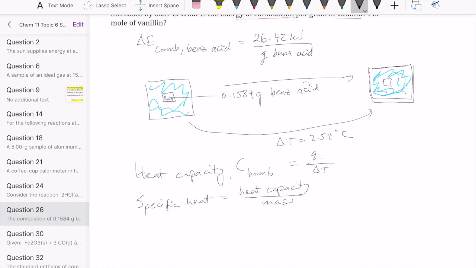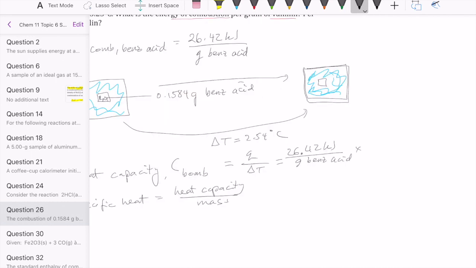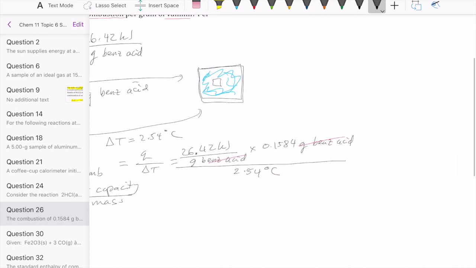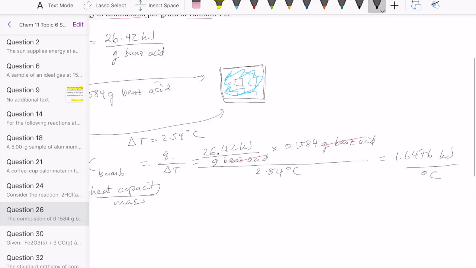We can calculate the amount of heat because each gram of benzoic acid is going to release 26.42 kilojoules of heat, and the reaction uses 0.1584 grams of benzoic acid. If you multiply those two numbers, you get the amount of heat released. The temperature change is 2.54 degrees Celsius. So we take the heat divided by the delta T, and we get the heat capacity, which ends up being 1.6476 kilojoules per degree Celsius. So that's for the bomb.